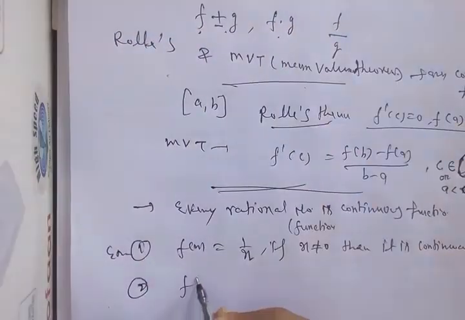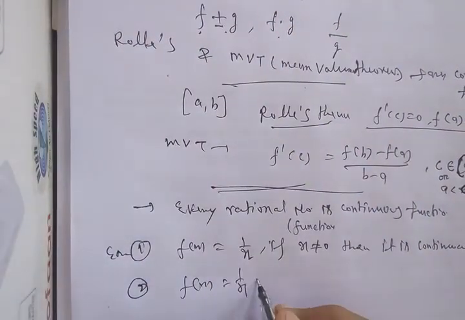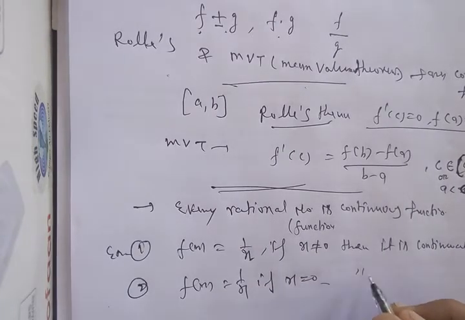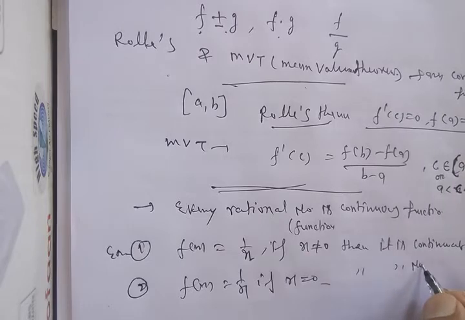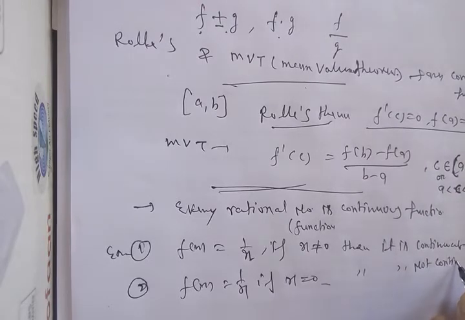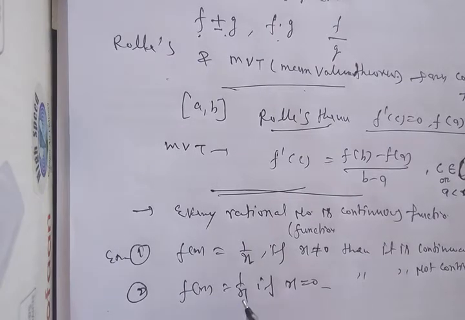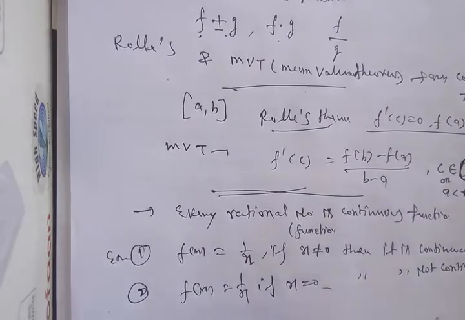Number 2, same function, f(x) equals 1 upon x. If x is equal to 0, then it is not continuous, because 1 upon 0 equals infinity, plus infinity and minus infinity. So in both conditions infinity is not a function. Not a function means not a real number, not lying in the real numbers. Real numbers do not include infinity, positive or negative. So it is still not a continuous function.